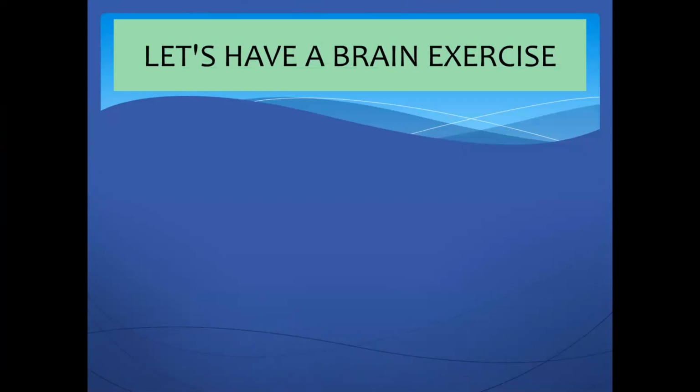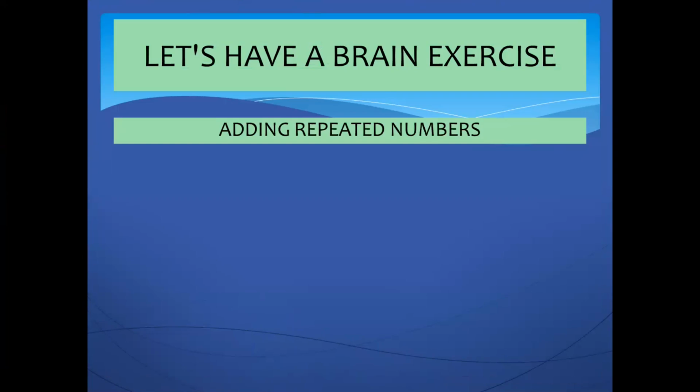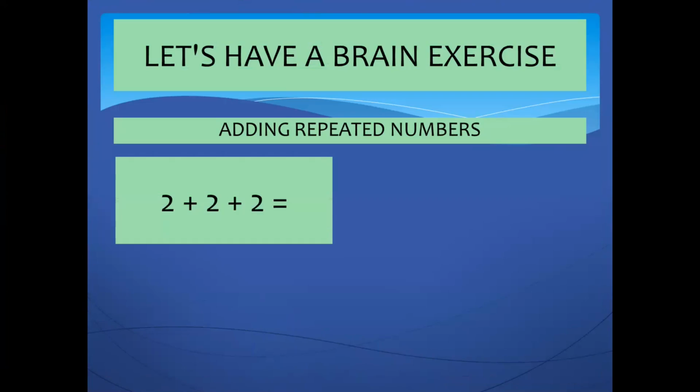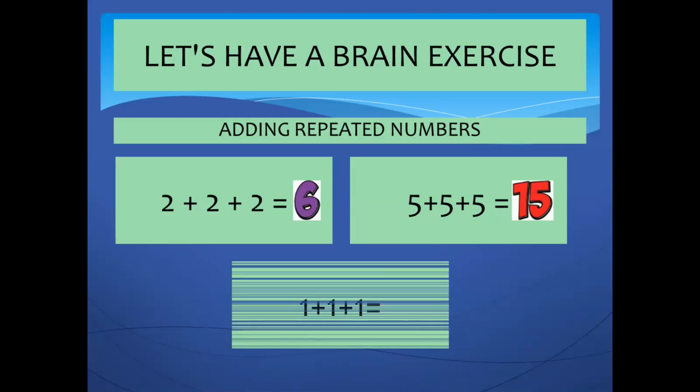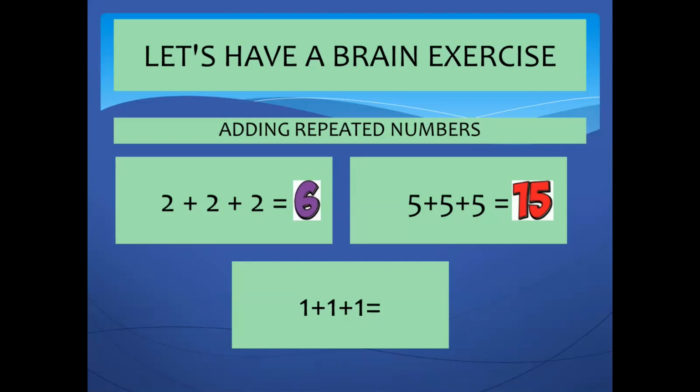But first, before we proceed to our topic, let's have a brain exercise. First example. Remember, multiplication is just repeating the same digit number. So before that, let's practice our brain. First example, add the digit number 2 three times. 2 plus 2 plus 2 equals... Okay, great, 6. Next example. 5 plus 5 plus 5 equals... Okay, good job, 15. And last exercise. 1 plus 1 plus 1 equals... Great, 3. Okay, let's proceed.